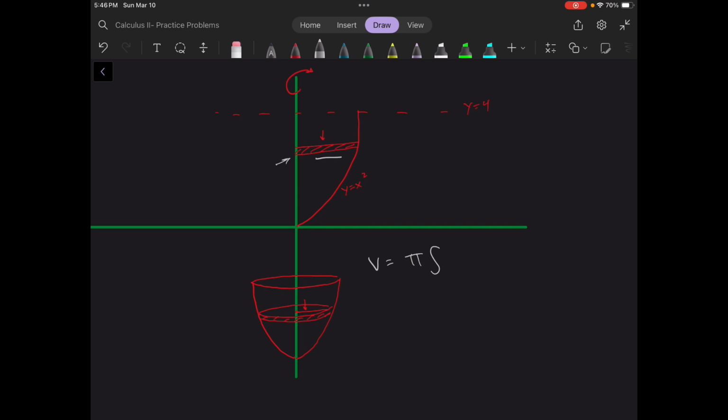Where does this arbitrary slice move from and to? Well, it starts down here at 0, and we're adding it to all these slices all the way up to y equals 4. So 0, 4. And we know that this slice is a delta y width, right? Which becomes a dy in the integral. So if we have y bounds here and a dy here, we better have a function of y on the inside. So how can we represent the displacement between this function and this function in terms of y?